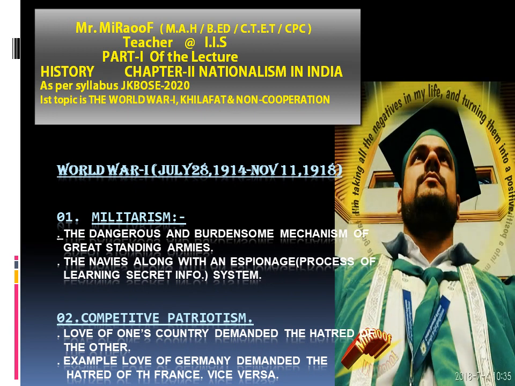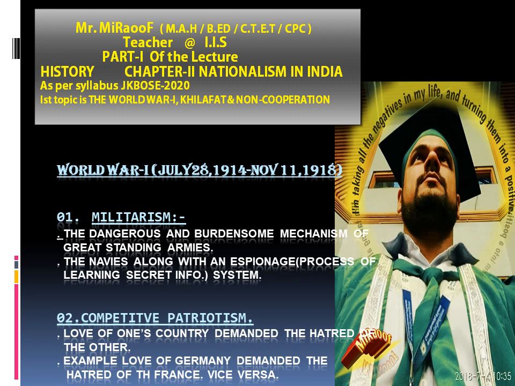World War One started on 28 July 1914 and it ended on November 11, 1918. The basic cause for the World War One was militarism. Militarism was a process of dangerous and burdensome mechanism for the great standing armies in Europe, because we have seen that after the French Revolution, a lot of nations emerged after the fall of the Habsburg Empire and Ottoman Empire. They started to have a great and strong defense mechanism. By the time they introduced the navies along with the espionage system. Espionage system is a system of secret information. So this was the first basic cause.